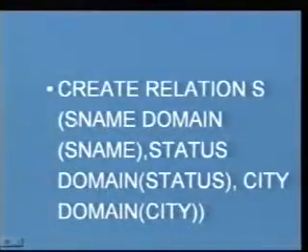This is an example. Create relation. S is the relation name. S name is the first attribute. It has come from the domain S name. Status is the second attribute. It has come from the domain status. City is the third attribute. It has come from the domain city.